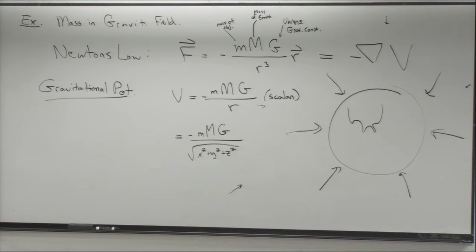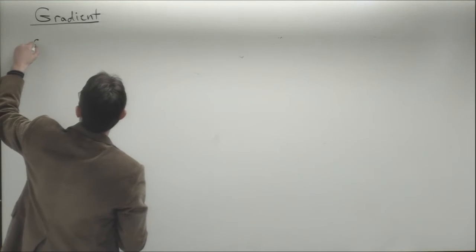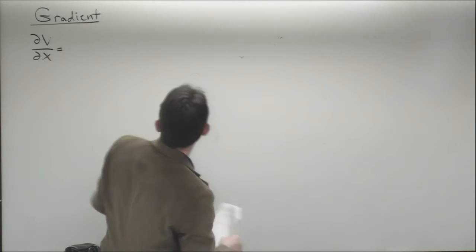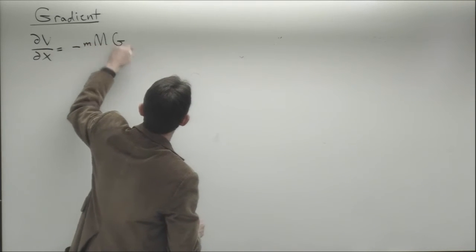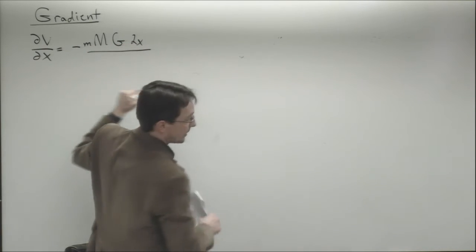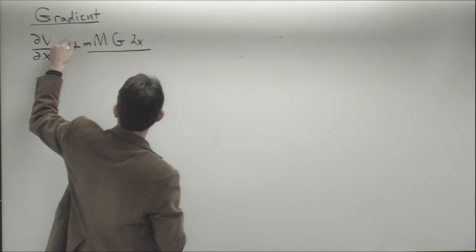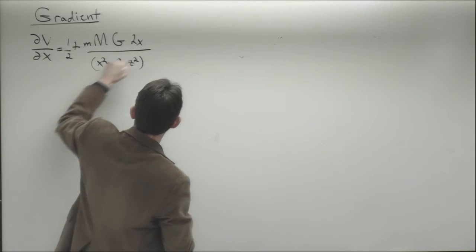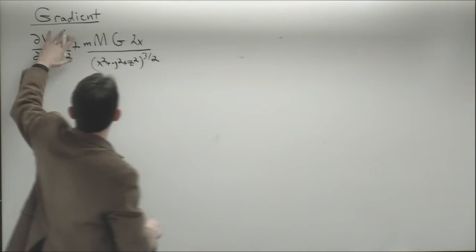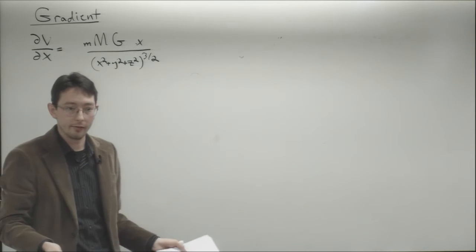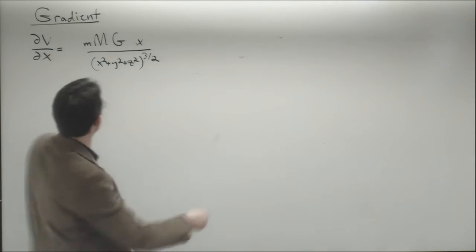Okay, so we're just getting a feel for how to do this. First we take partial v partial x. And that equals something nasty like minus little m big M g times 2x divided by one half x squared plus y squared plus z squared to the 3/2 power. And these 1/2s cancel and my negatives cancel, and I get something like this. If you take the partial derivative of v with respect to x, you get this.